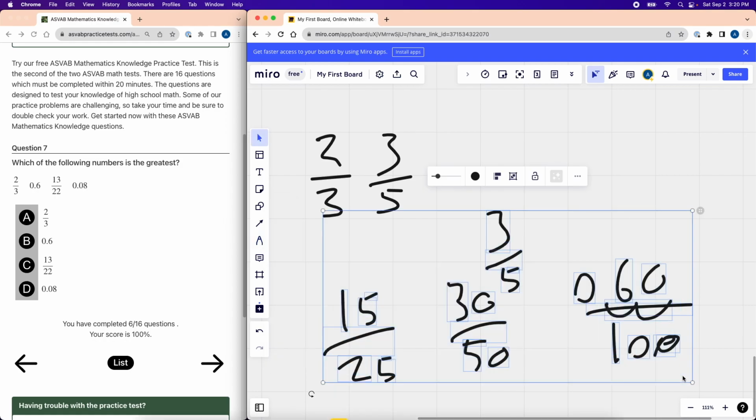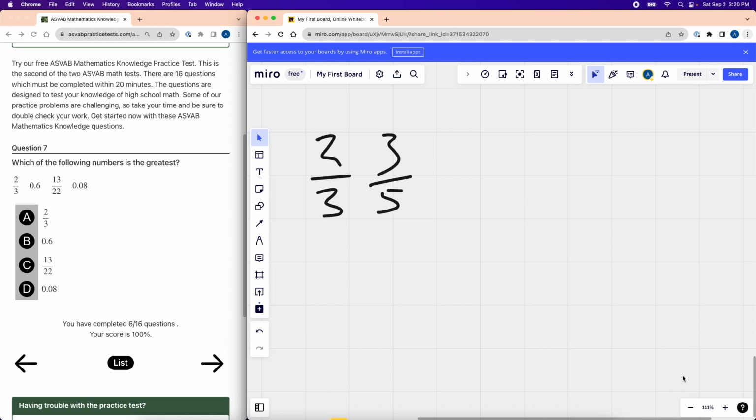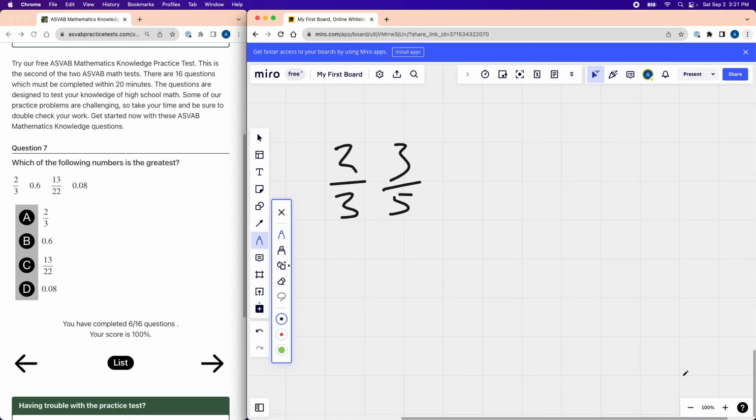Let me go ahead and clear up some of this workspace here. Get the pen back. 13/20, that's already a fraction, so I'm going to write 13/20. And then, again, we have another decimal that we need to convert. Oops, that's supposed to be 8, so 0.08.